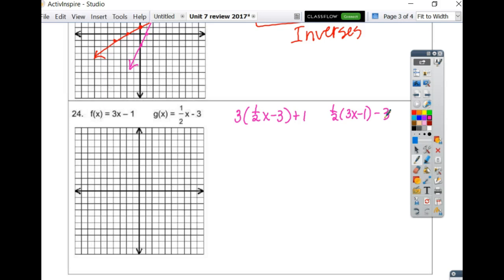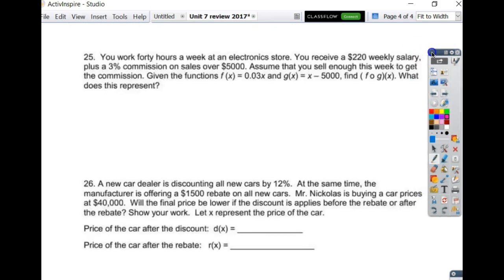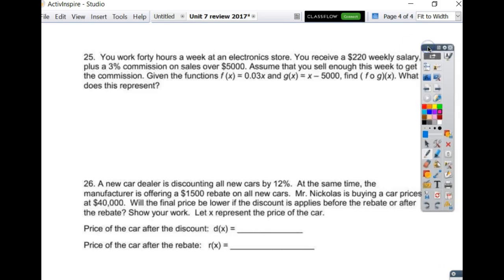Did you get x and x? So once I get 3/2 x, is it ever going to equal x? Nope. So they're not inverses. Okay.